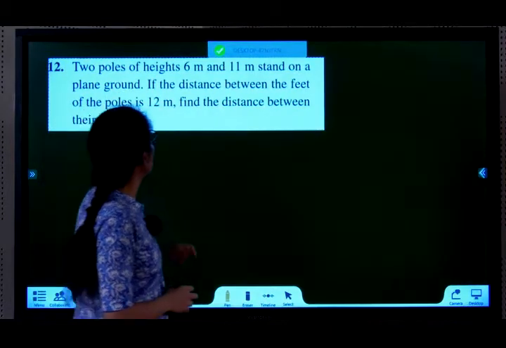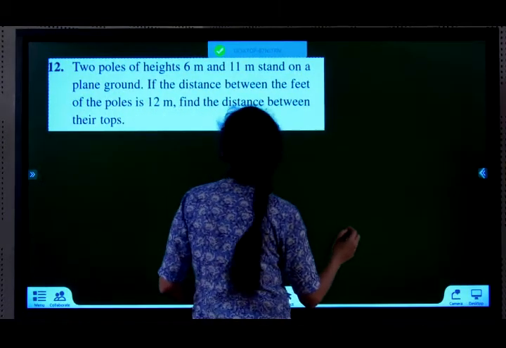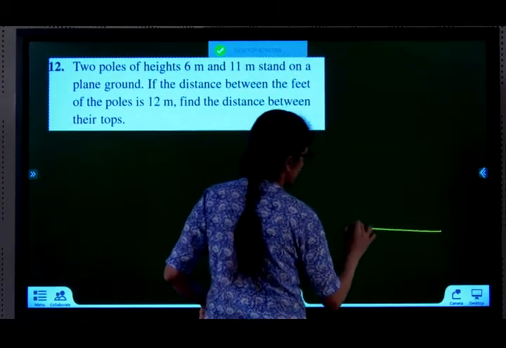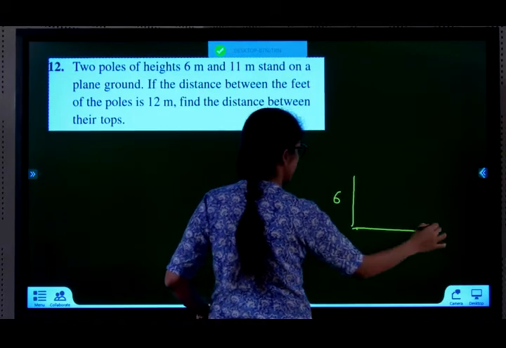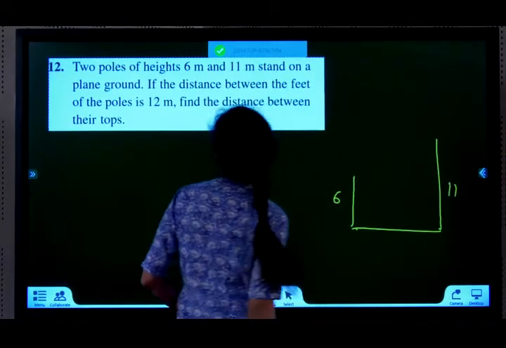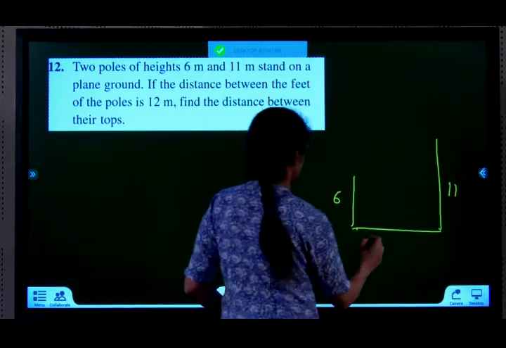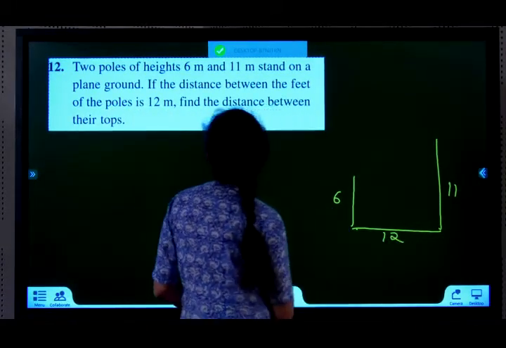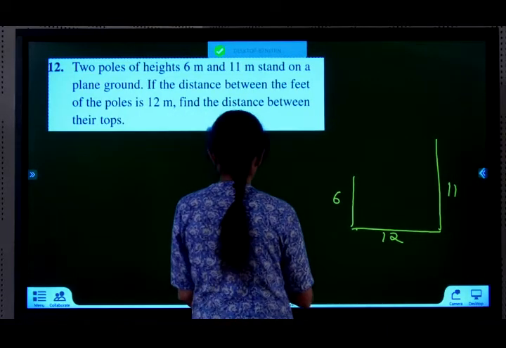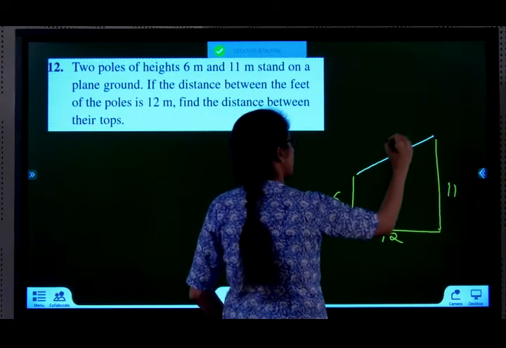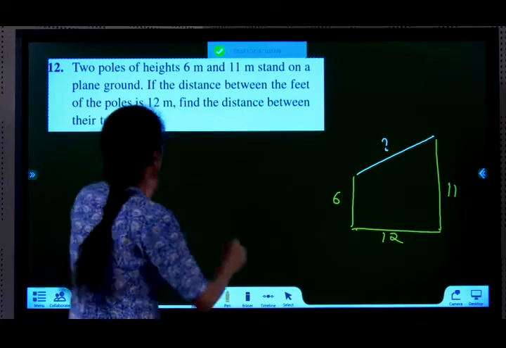Question 12. Two poles of height 6 meters and 11 meters stand on a plain ground. So we have one pole here which is 6 meters and one pole here which is 11 meters. If the distance between the feet of the poles is 12 meters, so this distance here given is 12, find the distance between the tops. So between the tops, what is the distance they want to know? How do we do it?